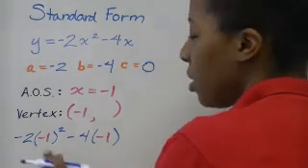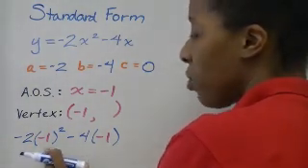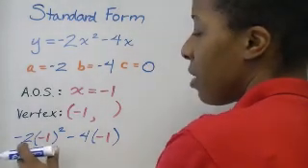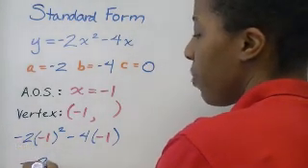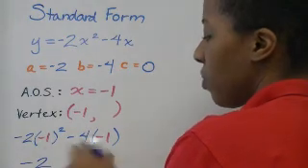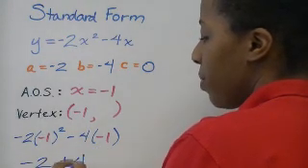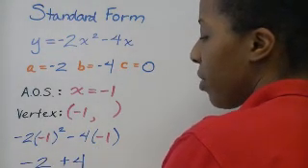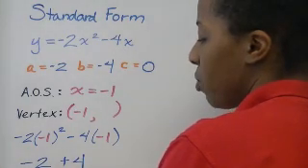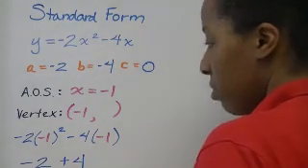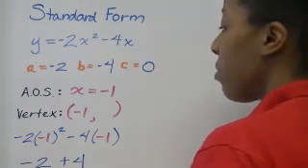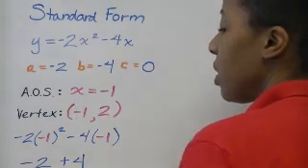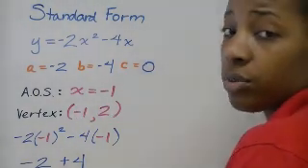So let's see. Negative 1 squared is positive 1, and positive 1 times negative 2 is a negative 2. Negative 4 times negative 1 is positive 4. And when I add the two together, y equals positive 2. So I have my vertex just like that. My vertex is negative 1, comma 2.